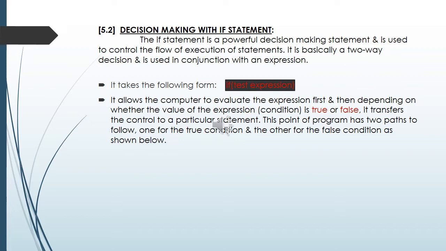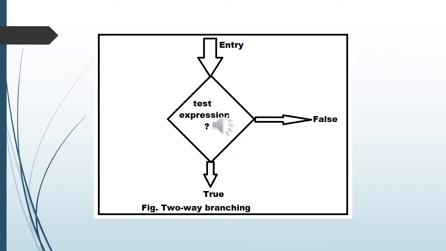This point of the program has two paths to follow, one for the true condition and the other for the false condition, as shown below. Flowchart of simple if statement. Here there is a program flow, and then it will check the test expression. If it is true, it will go to the true block statement, otherwise it will go to the false block statement.